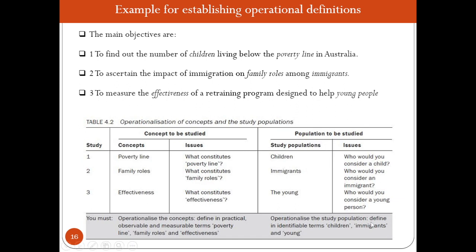And then operationalize the study population again. For example, these are all study population, and these are the concepts which are associated with this study population. Now, you operationalize the study population, you define in identifiable terms, children. So you have to identify what people are called children, what people are called immigrants, and what people are young. So everything should be clear here. So that is the idea of operationalizing the concepts in a study population into measurable terms, into observable terms, and even, we can say, into a practical way.